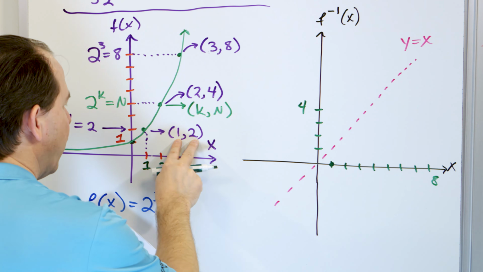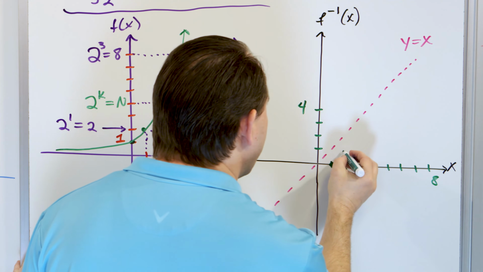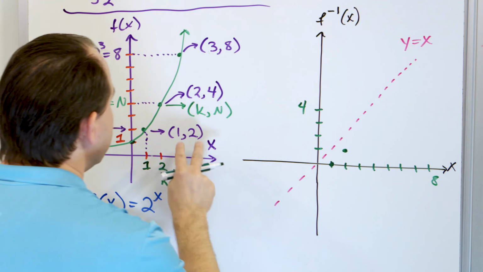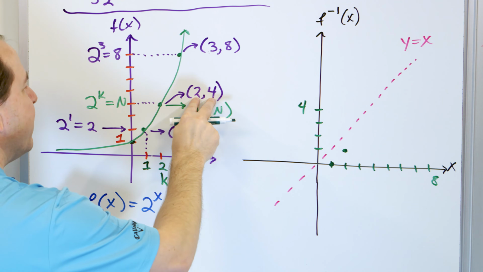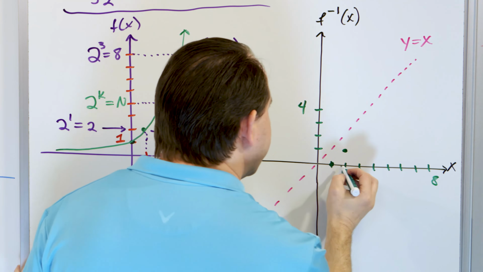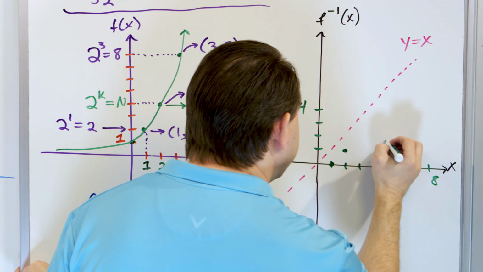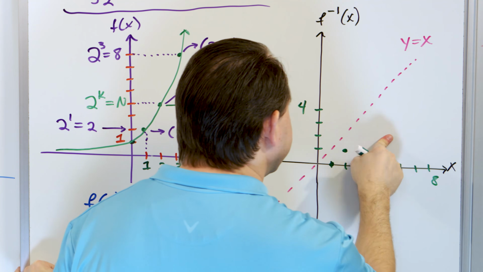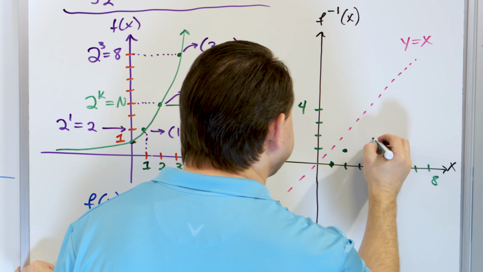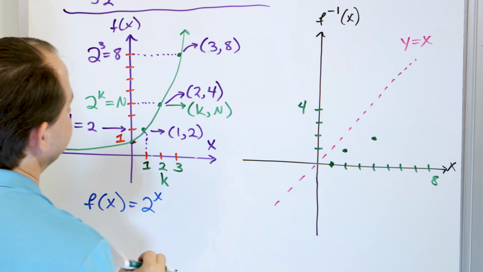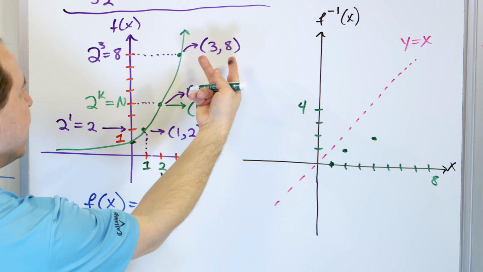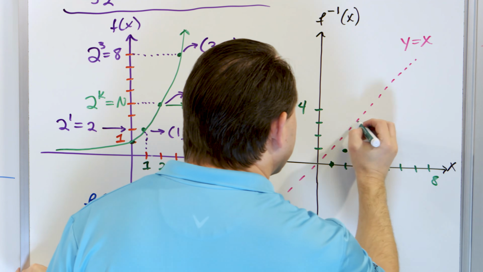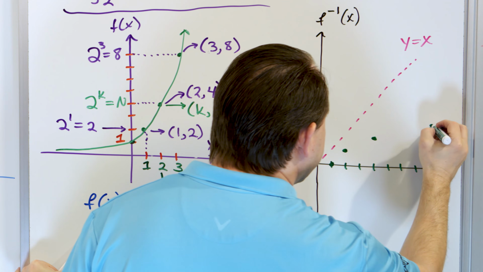(1, 2) is a point. That means (2, 1). This needs to be a point because I flip it around. (2, 4) means (4, 2) needs to be a point. 1, 2, 3, 4, and 1, 2 means this guy right here. Whoops, I did the wrong one. It's right next door, right here. 1, 2, 3, 4, 2. And then (3, 8) means flip it over, (8, 3). This point needs to be right here.